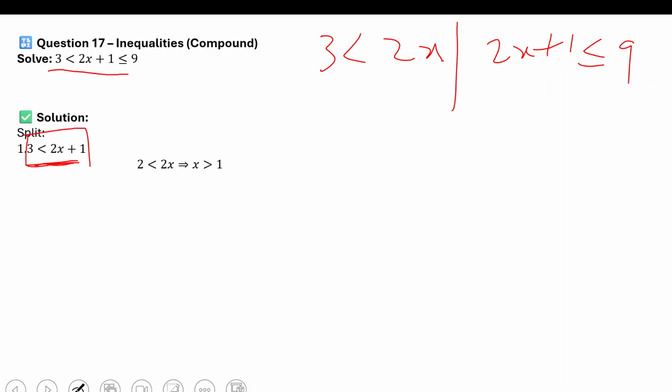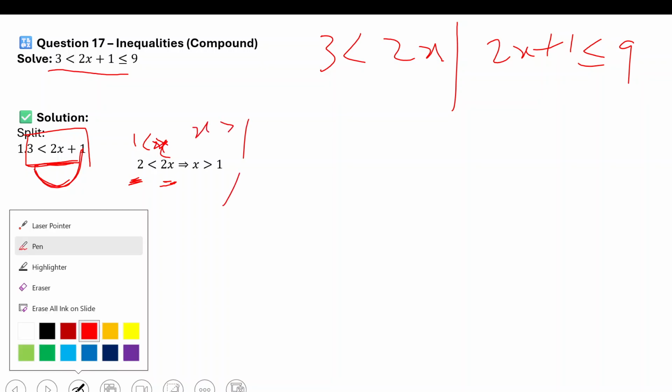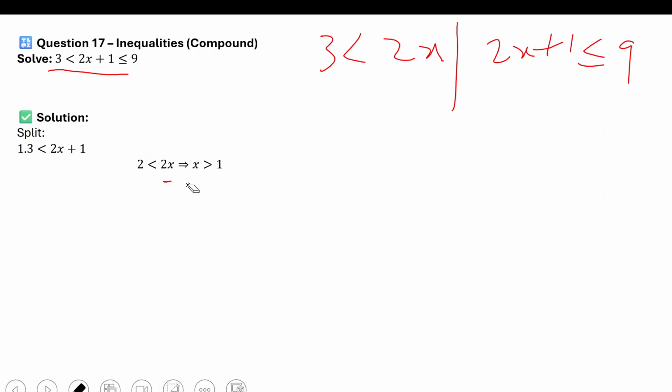I'm splitting it. So the 1 we cross to meet 3 here. When it crosses, it becomes minus 1. So 3 minus 1 is 2, so I have 2 here. Then 2 less than 2x, right? By the time I finish, divide both sides by 2, I'll get 1 less than x. But if I flip it, it will be x greater than 1, right? Okay, so I have gotten this first part.